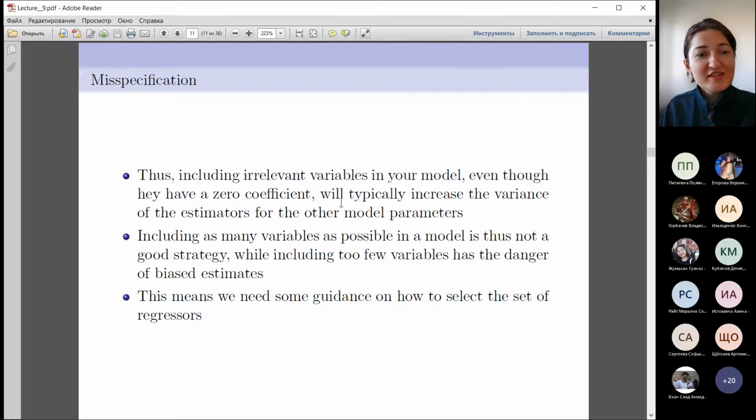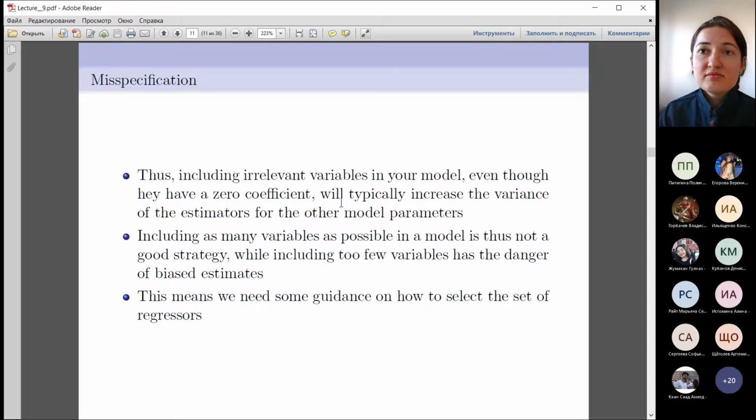But on the other side, misspecification also means that you exclude some important variables that are correlated with the other X's in your model, and including too few variables has the danger of biased estimates and the omitted variable bias problem. That is a really very important and very serious problem in your whole research.